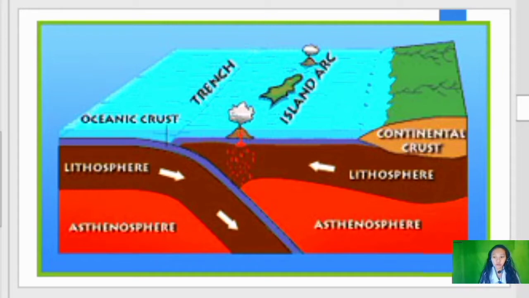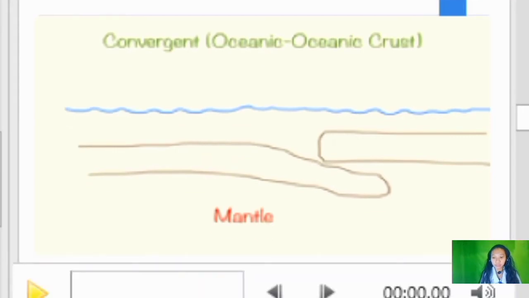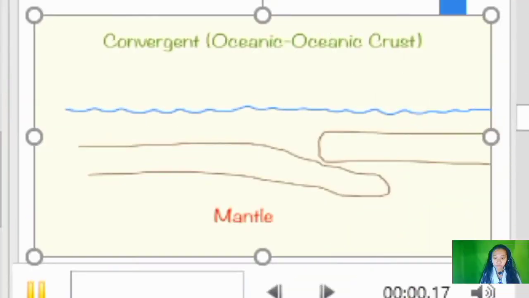So to further understand the discussion, I have a video here that will give us a deeper understanding of how oceanic and oceanic plates converge. This is an example of a convergent boundary where oceanic crust is meeting up with other oceanic crust.